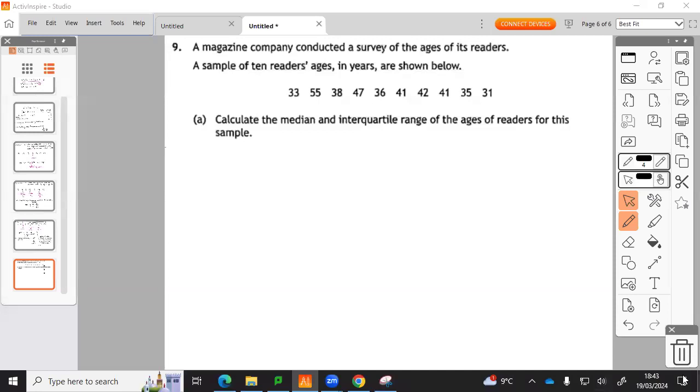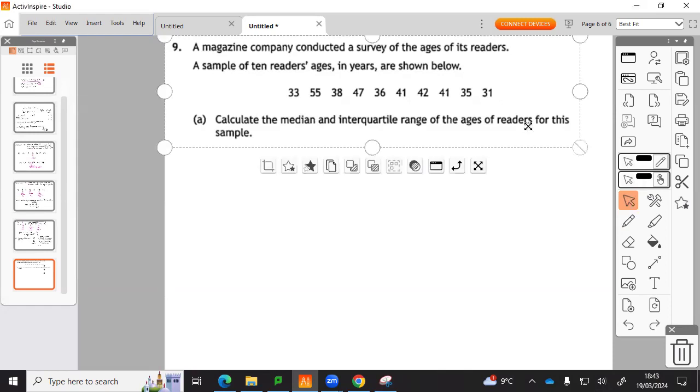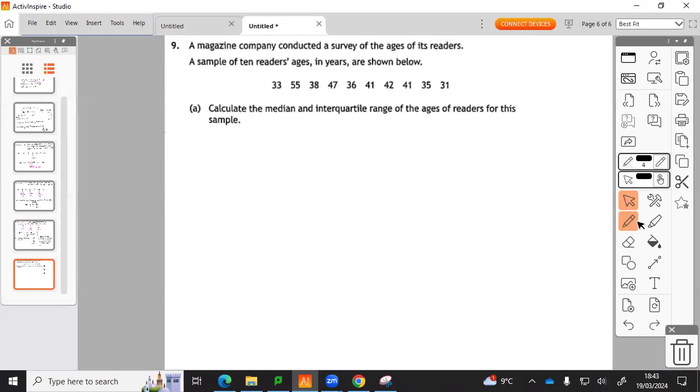Last year's past paper asked you the median and interquartile range of the readers in the sample. But the first thing you need to be doing is taking those numbers and organising them. These questions are sometimes quite time consuming. They're not difficult, you remember what to do, but you need to go through all the numbers.